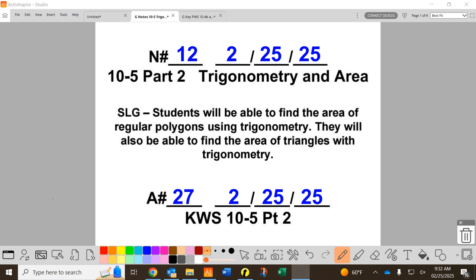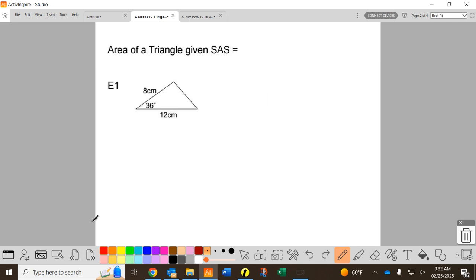Let's start with the formula to begin everything. The formula looks like this: 1/2 BC sine of A, and I'll explain all what that is. I'm going to write it out the long way and talk about what we're doing. We're going to be finding the area of a triangle that does not have a height in it.